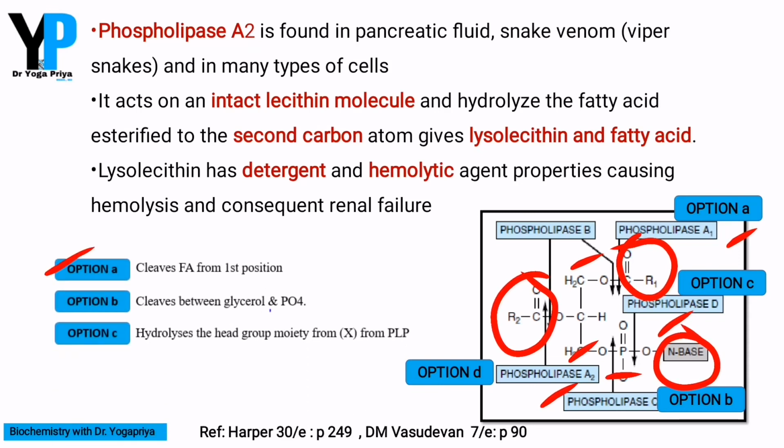So option A cleaves the fatty acid from the first position, option B mainly cleaves between the glycerol molecule and the phosphate, and option C mainly removes the nitrogen base, which is mentioned as X, from the given phosphoglyceride. You can refer to Harper and also Vasudevan.